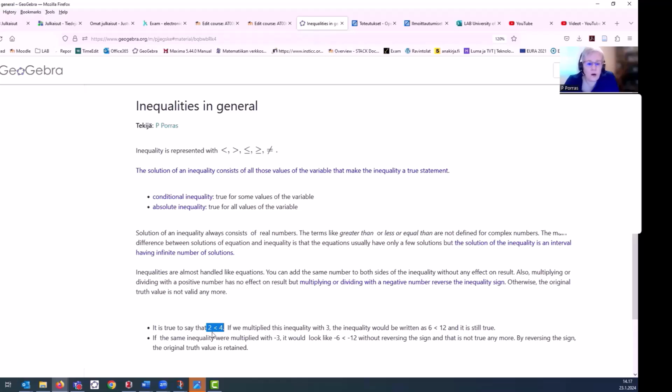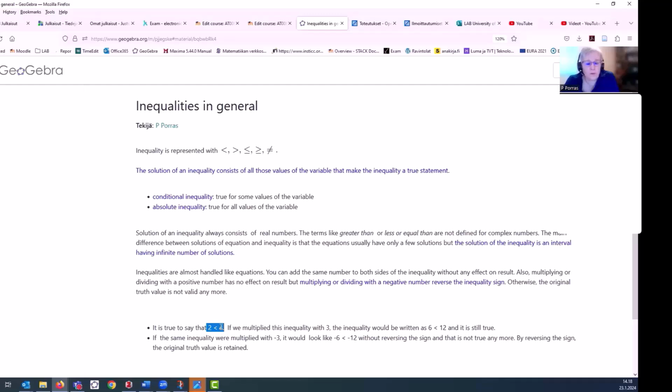If you add -1 to both sides, it's going to be 1 and 3. It's still true. No problem at all. If you want to multiply with a positive number, it can also be dividing, the same situation remains. So if you have a multiplier 3, this is going to be 6, this is going to be 12. 6 is still less than 12. No problem. If you want to divide by 2, you get 1 less than 2, still true.